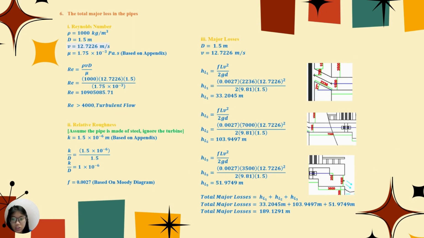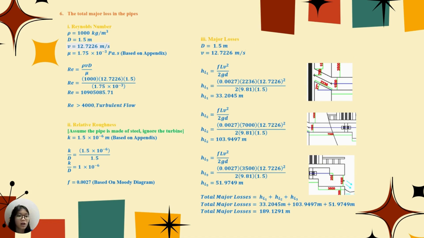And the sixth question is we try to find out the major loss of the pipes and assume that we ignore the turbine. We separate into three parts. That is first the leaning part when the water enters, then the horizontal part of the pipes, and the third part is the horizontal part of the pipes after bending, which is nearby the exit of the pipes.